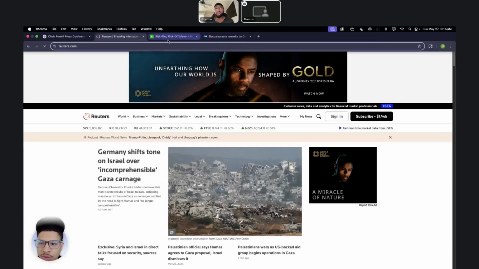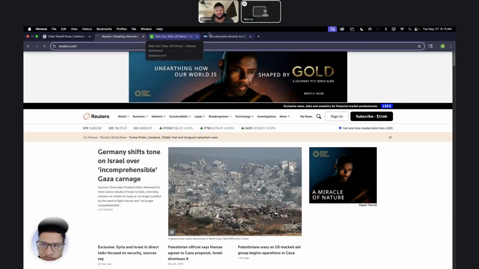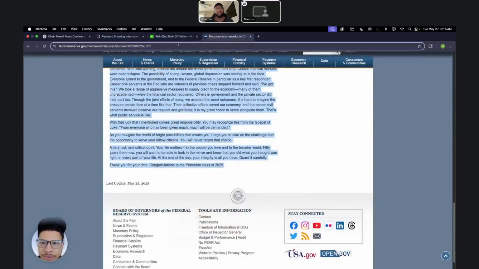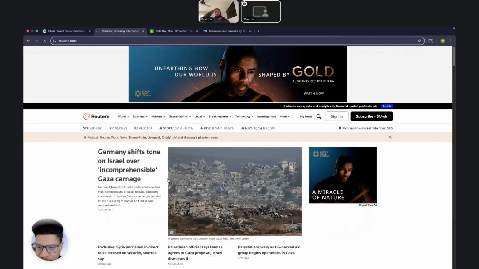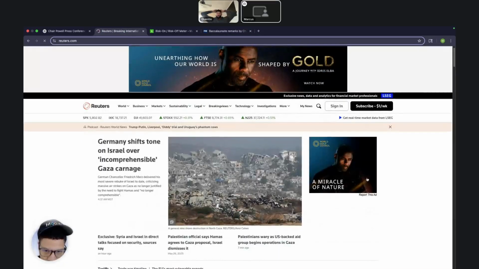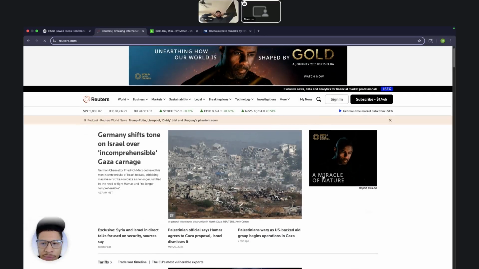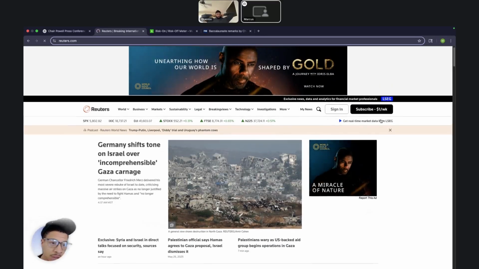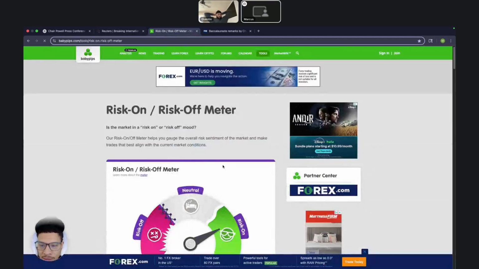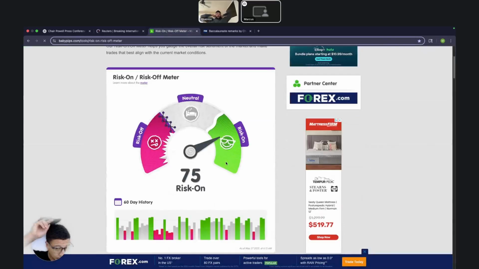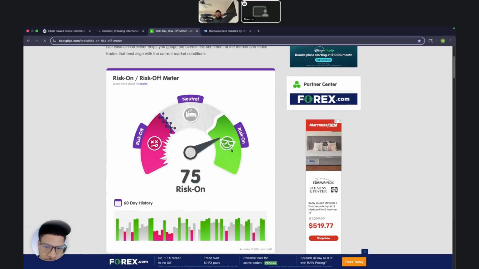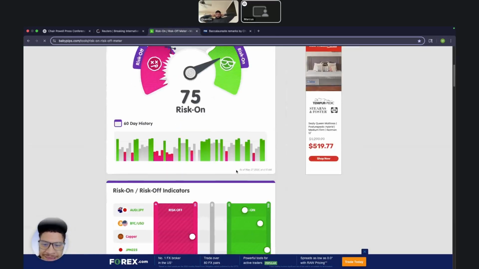So just a quick run-through of how I would approach taking the temperature of the market, as I like to say. The first thing I would do is pull up Reuters. Actually, let me reverse on that, because that's not the first thing I do. The first thing I would do is look at this risk meter, the BabyPips risk meter, just because this is going to be the most fragile one in my opinion.